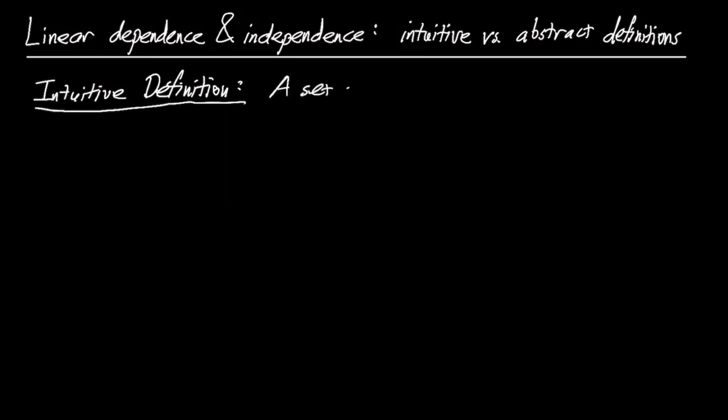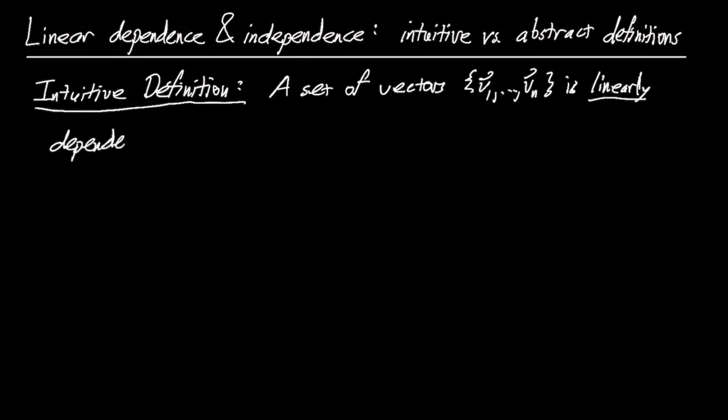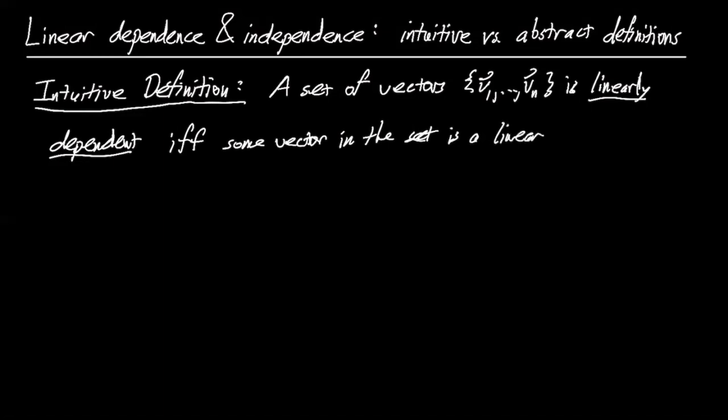So let's just say a set of vectors v1 through vn is linearly dependent if and only if some vector in the set is a linear combination of some of the others. Okay, so that's basically what we saw in all these examples in the last video, right?